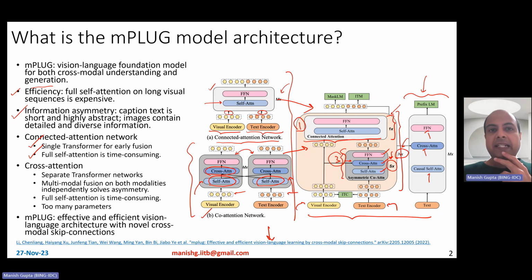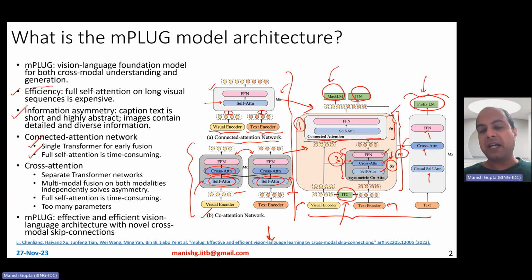So now the architecture is, of course, trained on image text data using 4 different pre-training losses: ITC, mask LM, ITM, and prefix LM. ITC is image text contrastive loss. So you want to ensure that the positive image text pairs are always ranked higher compared to image and negative text pairs, or text and negative image pairs. That's the image text contrastive loss.